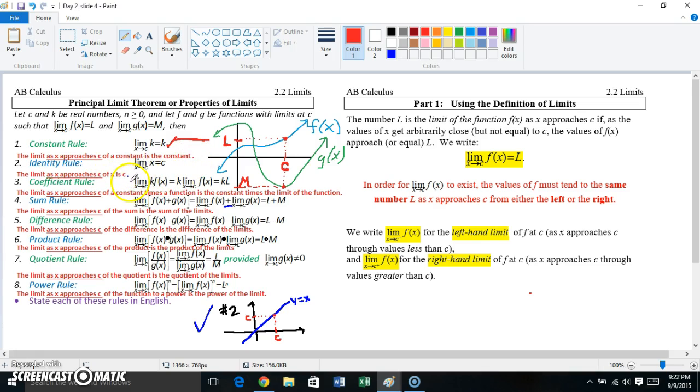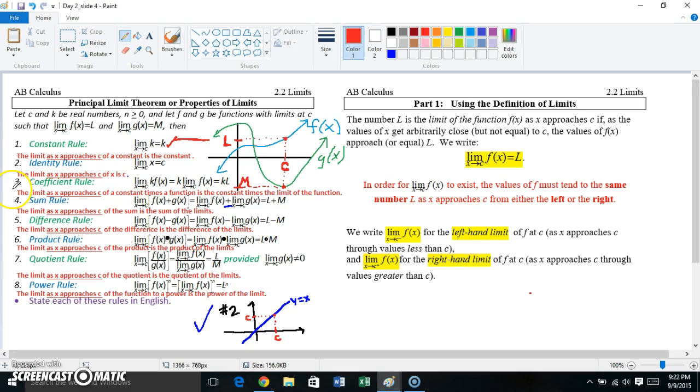The next one, the identity rule. I have a picture of it down here below for number 2. Here's the identity, y equals x. And remember, as x approaches c, well, the y value is c, since y equals x. So we're just going to say the limit of x is c.